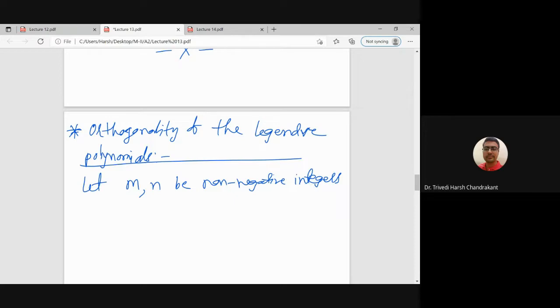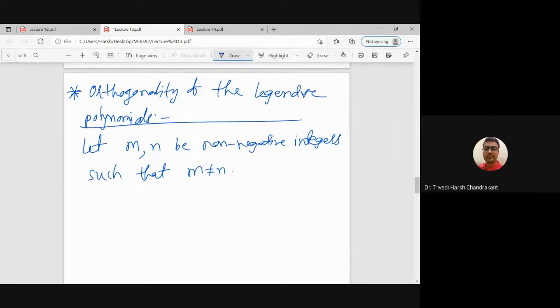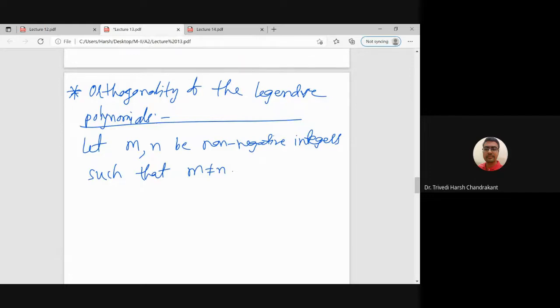These non-negative integers are different, so m is not equal to n. What will be the corresponding Legendre polynomials? The Legendre polynomial corresponding to the number m is Pm.